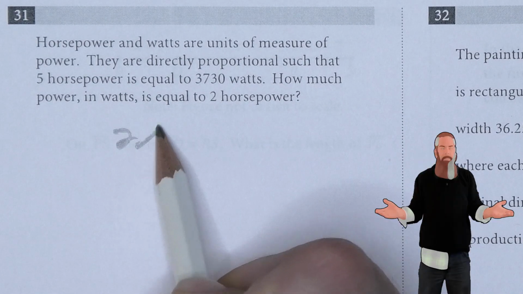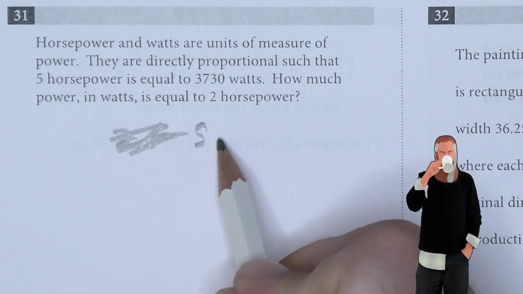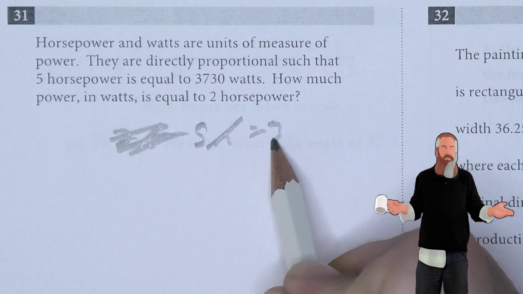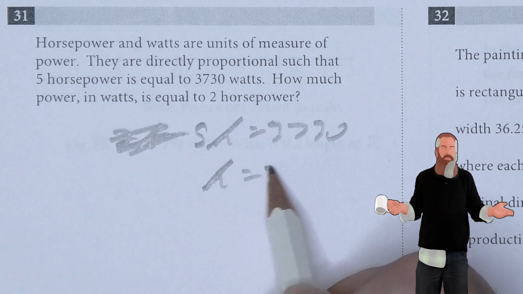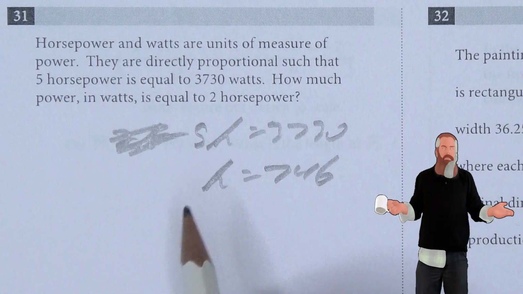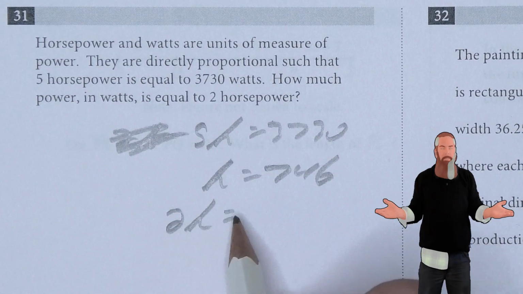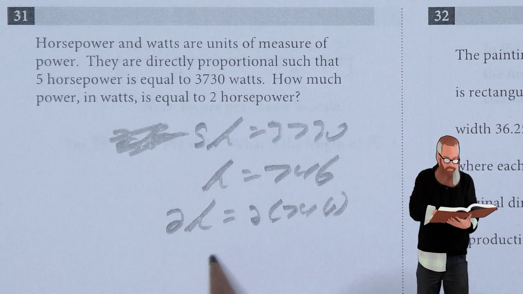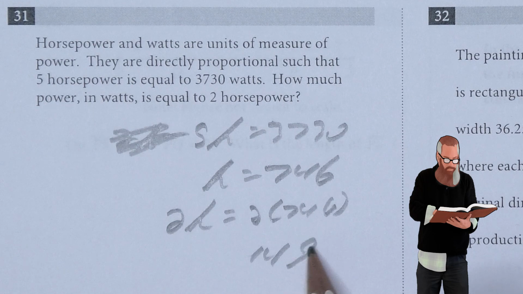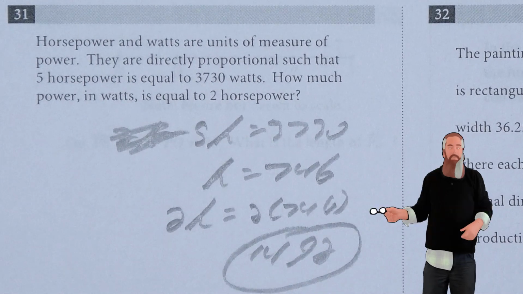So 5 horsepower is equal to 3730. This would mean that 1 horsepower is equal to 746. So 2 horsepower would be equal to 2 times 746, meaning we get 1492. And there's our answer.